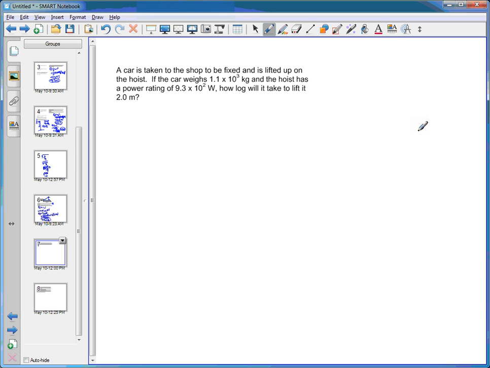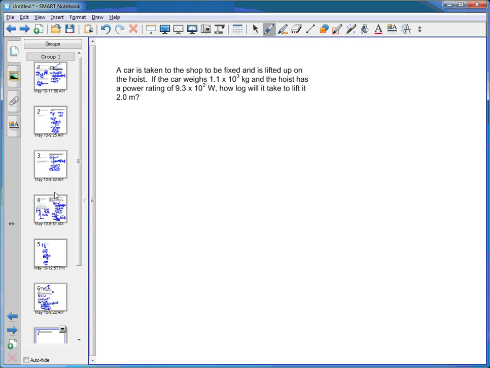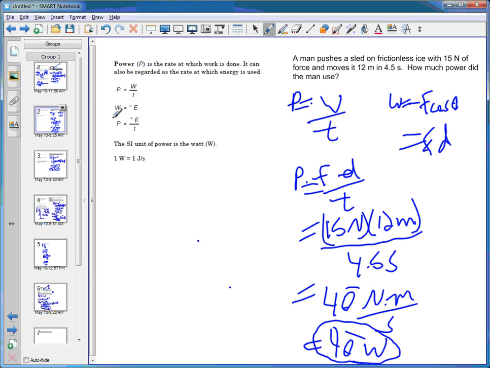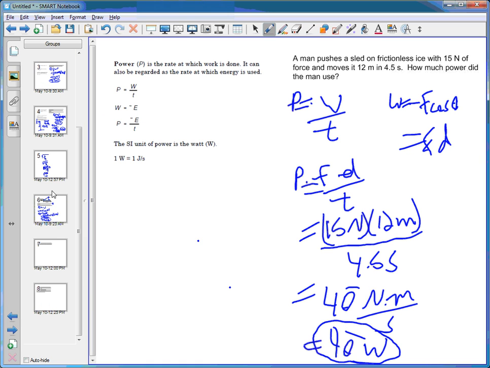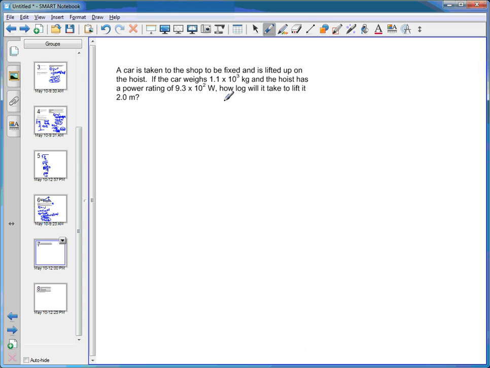Okay, so let's look back at our concept of power. Power is equal to work over time, or energy over time. Okay, we know power. We want to know time. Okay, do we know energy? Well, no, it doesn't tell us how much energy is used. However, we know the mass, we know the height, therefore we can calculate the gravitational potential energy. Mass, height, and g is a constant, so we can calculate the energy.